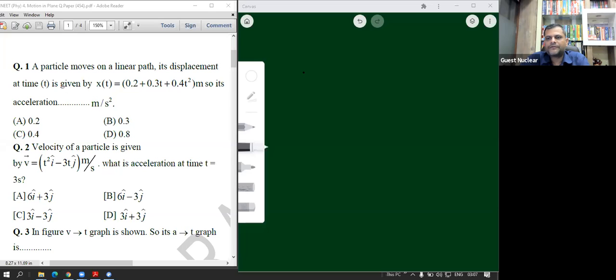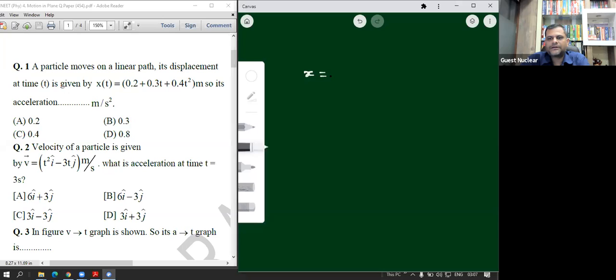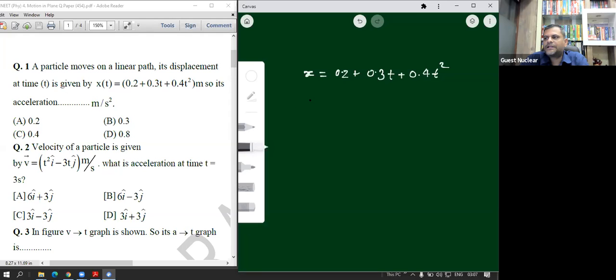So see here, whenever the displacement is given, the equation of displacement is given here, which is x is equal to 0.2 plus 0.3 into t plus 0.4 into t square. So this is the displacement equation, and we saw yesterday that the derivative of displacement is velocity. So here we have to find the derivative of displacement. So let us differentiate this equation with respect to time. So d by dt of x we will have to find out.